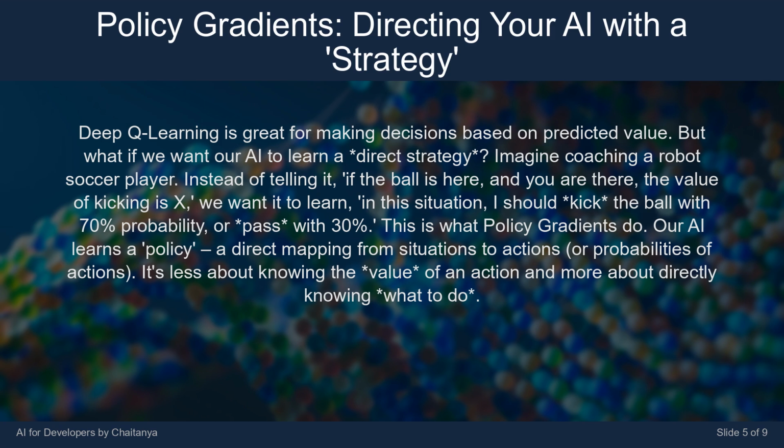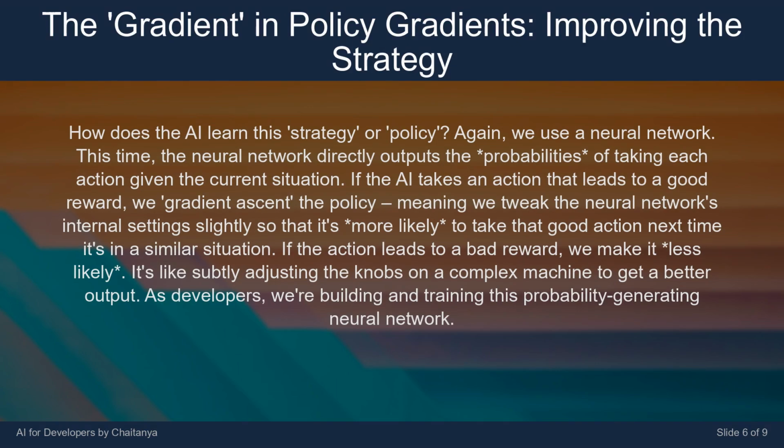Our AI learns a policy, a direct mapping from situations to actions, or probabilities of actions. It's less about knowing the value of an action and more about directly knowing what to do. How does the AI learn this strategy or policy? Again, we use a neural network. This time, the neural network directly outputs the probabilities of taking each action given the current situation.